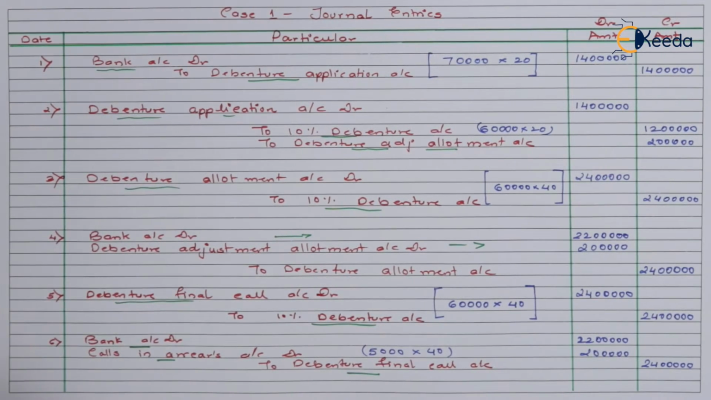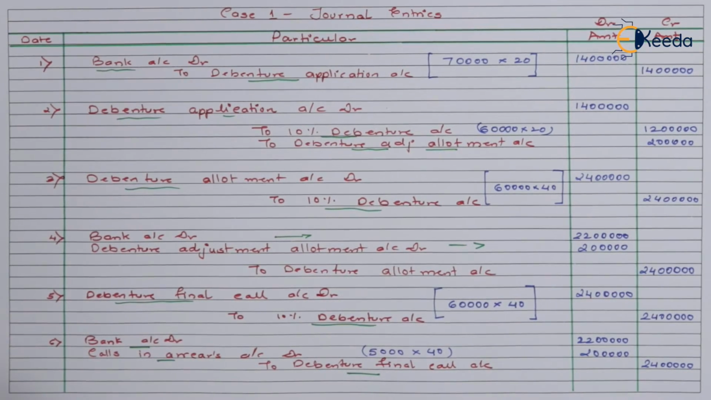Now, with this, we have completed the entries only up to the issue of debentures. Now comes the time when they go ahead and purchase certain assets and the payment is made for that. So let's pass the journal entry for that, after which we'll prepare the balance sheet of this specific question.